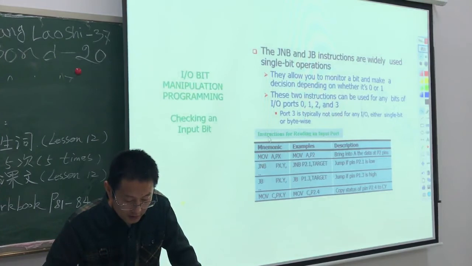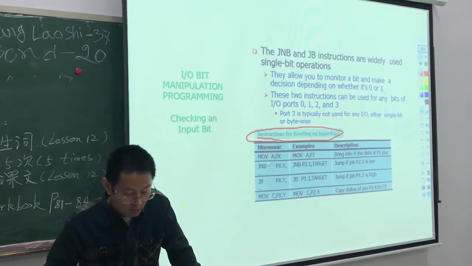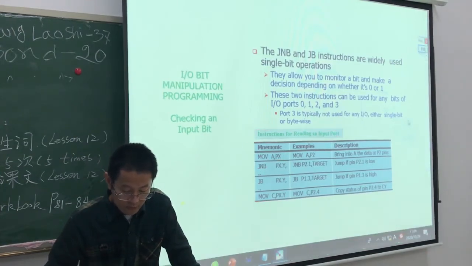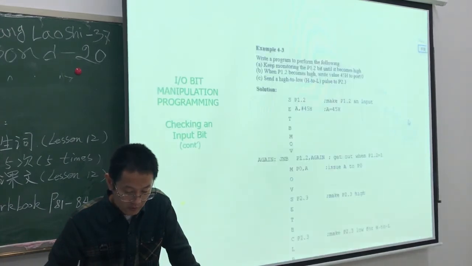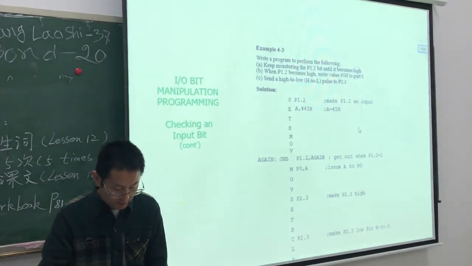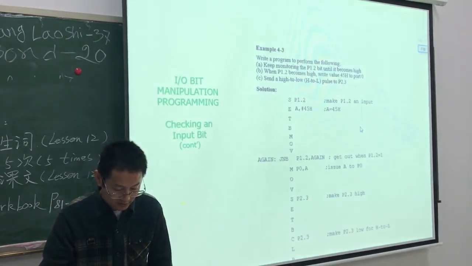Here are the instructions for reading an input port: MOV, JNB, JB. Here is the example. Sorry, I changed the PPT slide. The arrangement is changing.